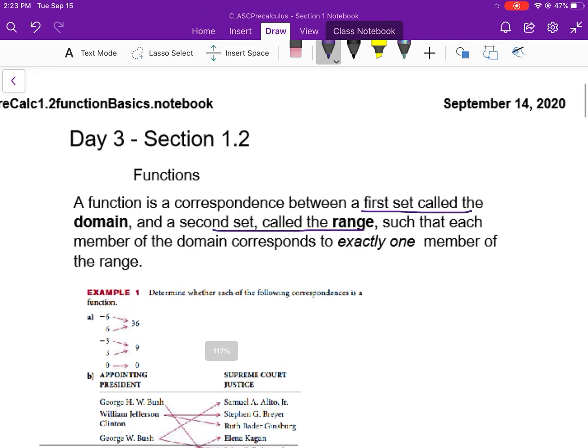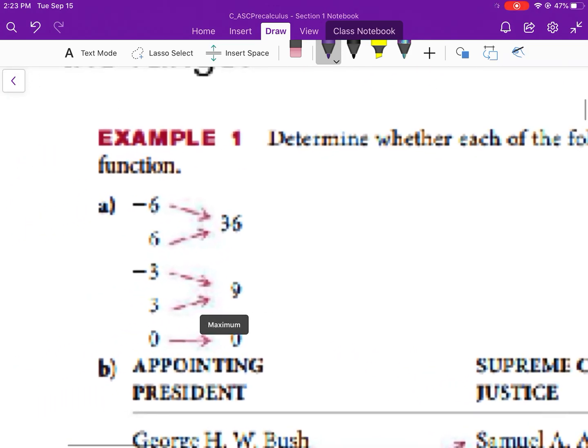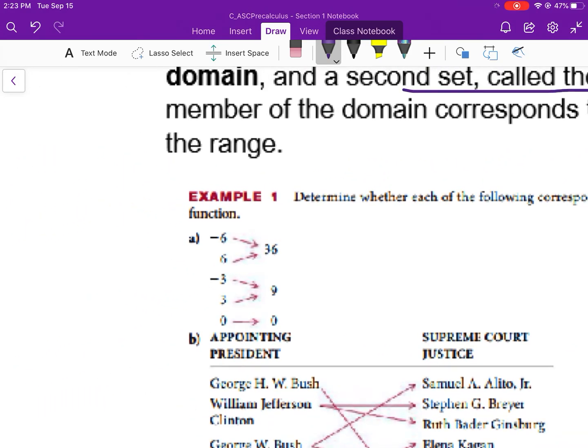So when I look at this example here that I stole from the book, notice that -6 only goes to 36. It doesn't go someplace else. It just goes to 36. So even though two numbers go to the same, that's okay. As long as one number doesn't go to two places, that would be bad. So this is an example of a function.